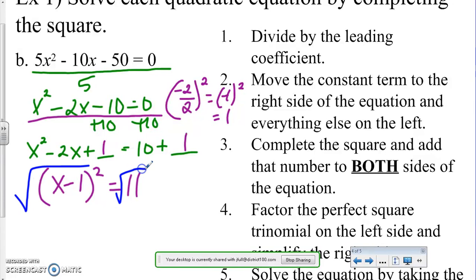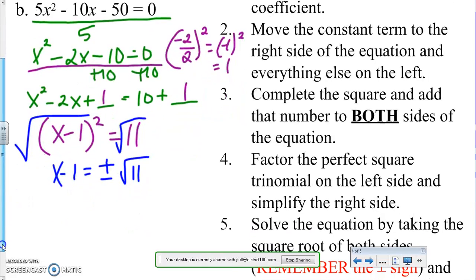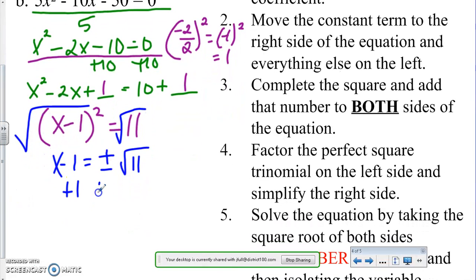So on the left side, we're left with x minus 1. On the right side, we cannot take the square root of 11, and we actually can't break it down at all, so we're going to leave it like that. We're just going to add 1 to both sides. So our answer is 1 plus or minus the square root of 11.